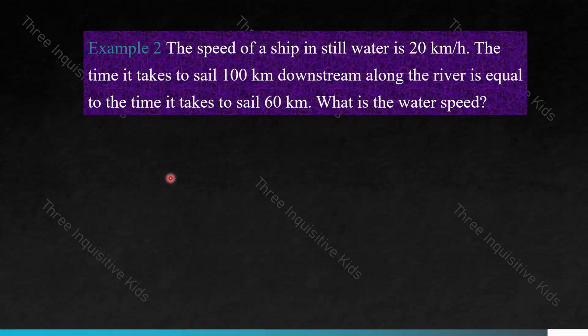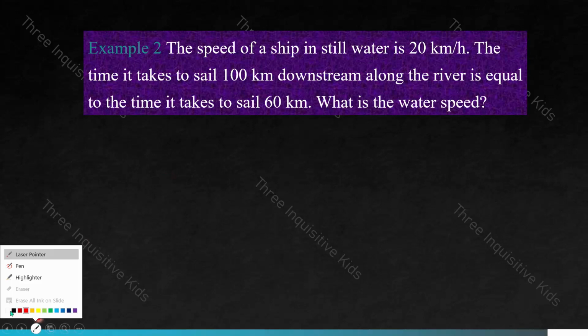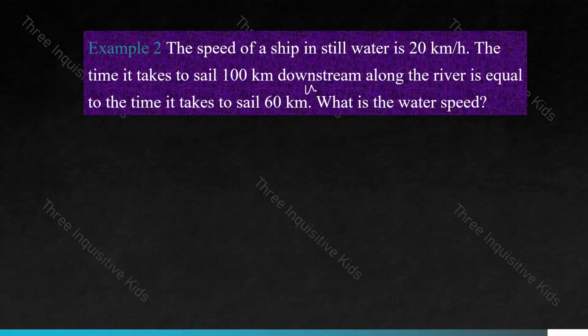The speed of a ship in still water is 20 kilometers per hour. The time it takes to sail 100 kilometers downstream along the river is equal to the time it takes to sail 60 kilometers upstream. So what would be the current speed, or the water speed?